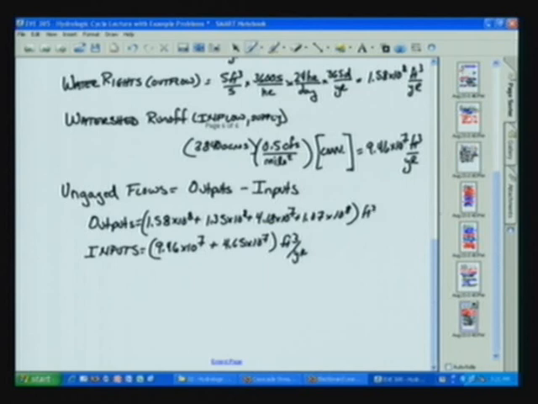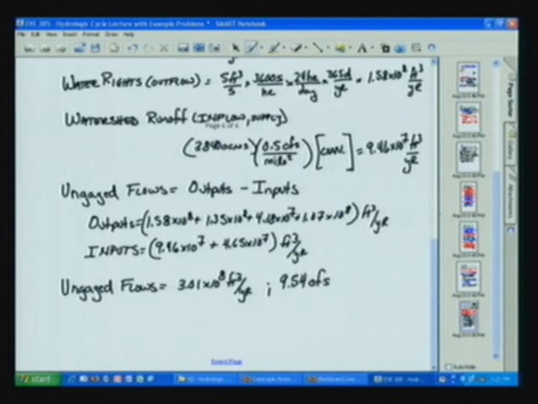Cubic feet per year, which means our ungauged flows are 3.01 times 10 to the 8 cubic feet per year, and that is 9.54 CFS. So a lot about that watershed we don't know about.